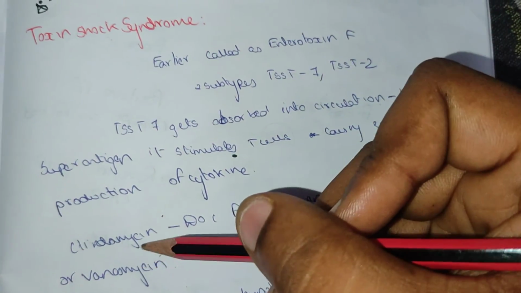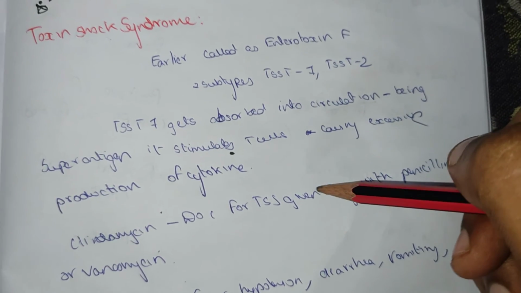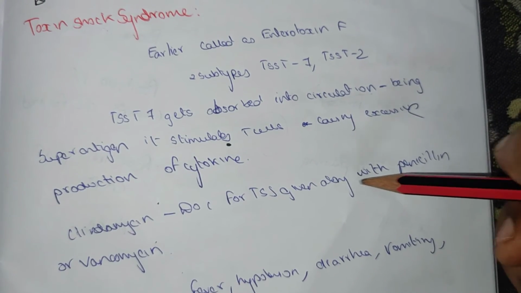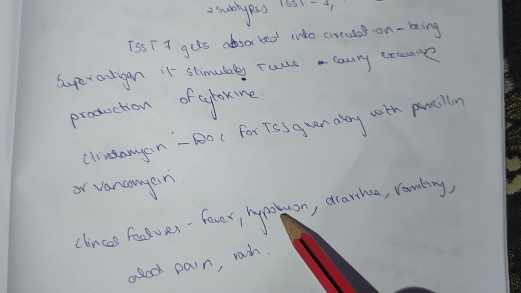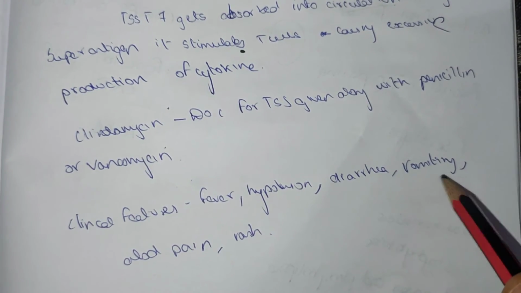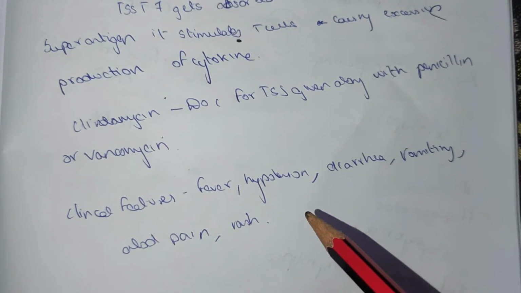Clindamycin is the drug of choice for the treatment of toxic shock syndrome, given along with penicillin or vancomycin. Clinical features are fever, hypotension, diarrhea, vomiting, abdominal pain and rash. These are the clinical features.